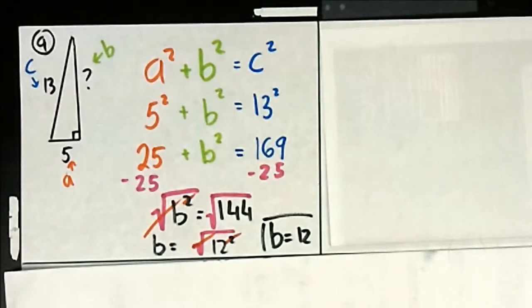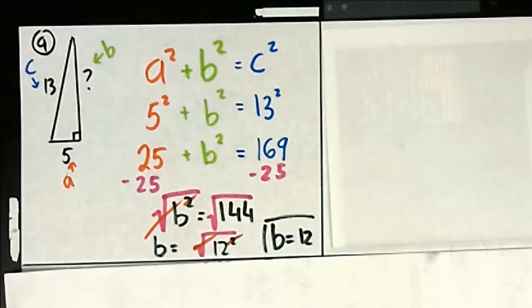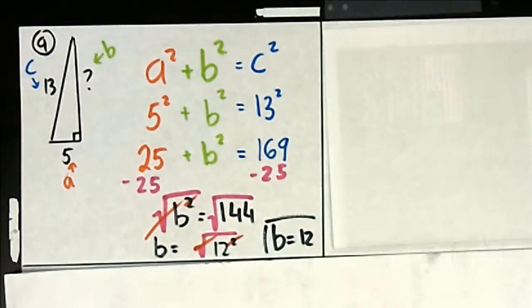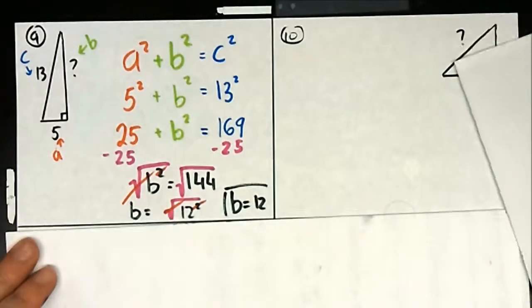Makes sense. It's the second longest side. It's not quite as long as the hypotenuse, but it is the second longest side. Any questions on number 9? Alright, let's do number 10 then.